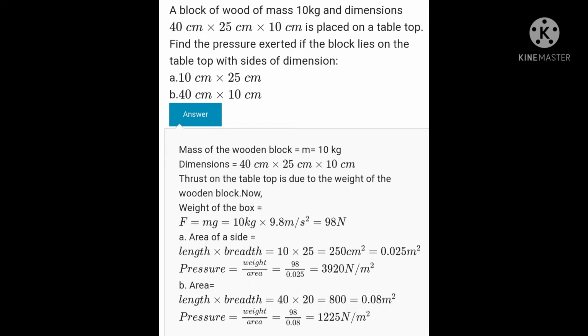In the second case, the area will change, but we know the weight of the object will remain the same. So area, that is 40 into 10, 400 centimeter square, or 0.04 meter square.